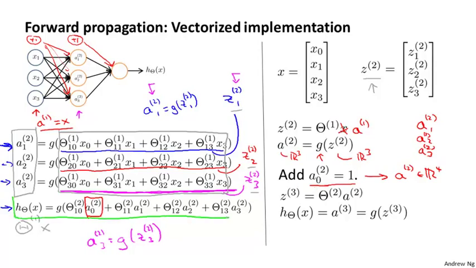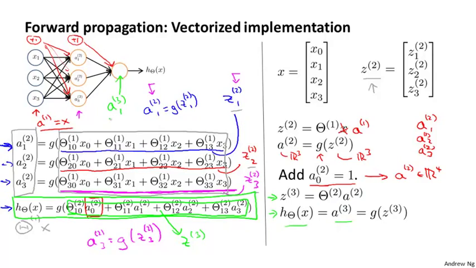And finally, to compute the actual value output of our hypothesis, we then simply need to compute z3. So z3 is equal to this inner term here that I'm underlining, and z3 is theta2 times a2. And finally, my hypothesis outputs h of x, which is a3. That's the activation of my one and only unit in the output layer. So that's just a real number. You can write this as a3 or as a31, and that's g of z3.